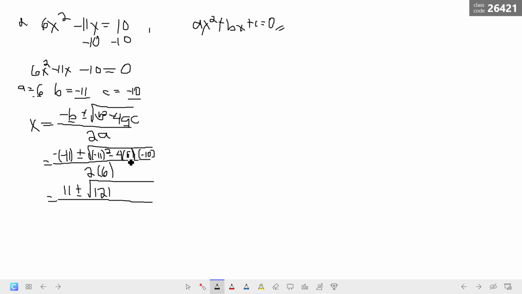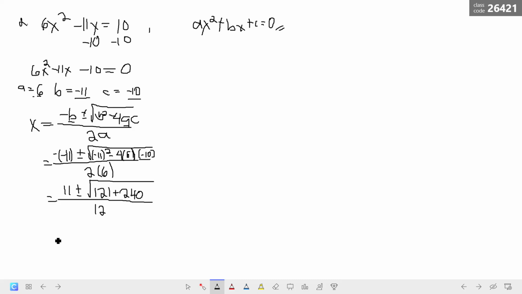Next, 4 times 6, 24. 24 times 10, that will be 240. Okay, so let's write that down, 240. Negative times positive is negative. Then negative multiplied by a negative will become positive. So always remember the rules of multiplying integers. Then 2 times 6, in the denominator naman tayo, that will be 12.